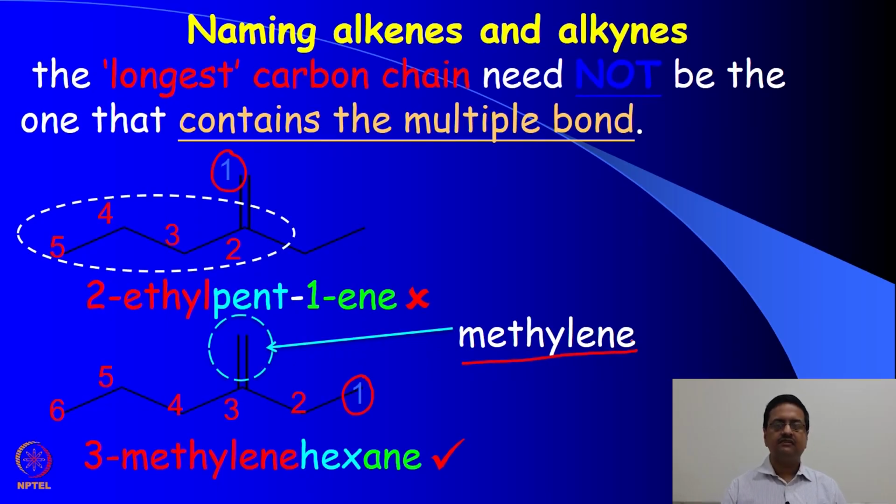So, when you try to write the name of this compound, we do not take the longest chain containing the CC double bond, rather we take the longest chain which does not contain the double bond, and the double bond is outside the chain. So, we write this as 3-methylene hexane.